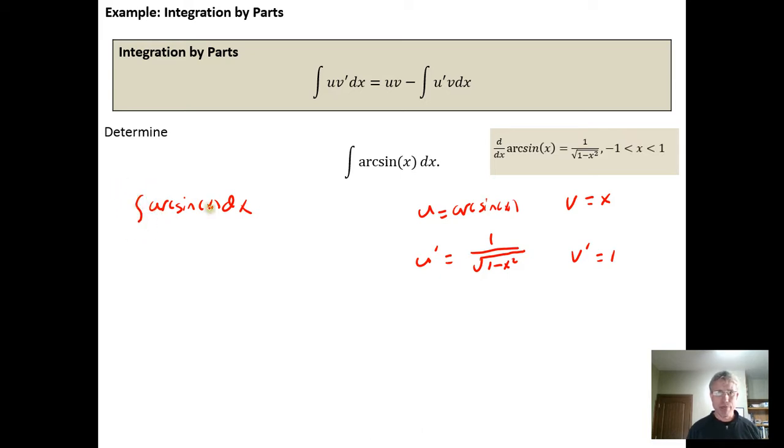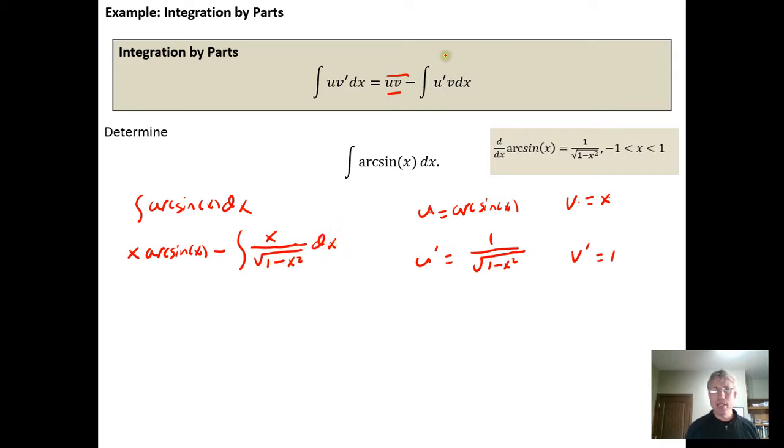So we can go ahead and say this integral that we're interested in, which is just the antiderivative of the arc sine function, can be found by taking u times v, so arc sine times x, or x arc sine x. So x arc sine x, that's the u times v, and then minus the antiderivative, and the antiderivative is going to be u prime times v. When we take the product of these two functions, we're going to get an x over the square root of 1 minus x squared.